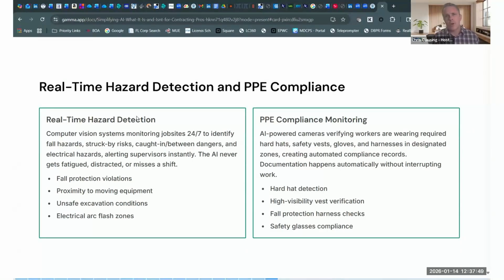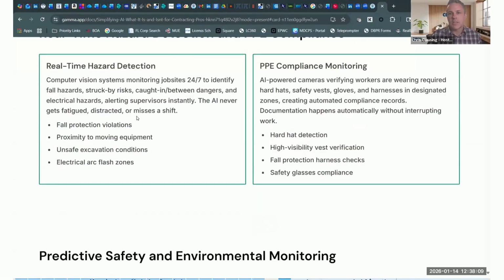Now, again, with smaller firms, you may not need this level of AI, but it's good to know that they're out there because some of the project sites that you're on will have these things in place. So it's important to understand that, first of all, this technology exists, and then if you're on a project site where these things are being utilized, of course you want to be in compliance with that and make sure that your team is working as safely as possible.